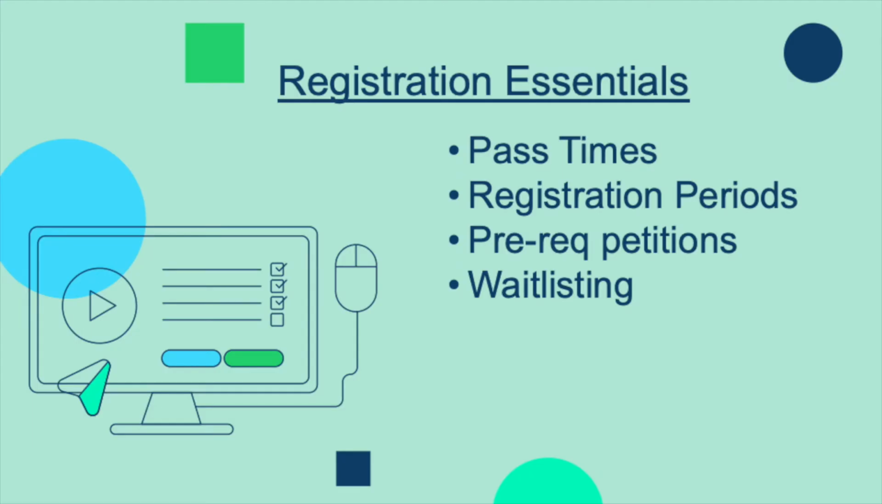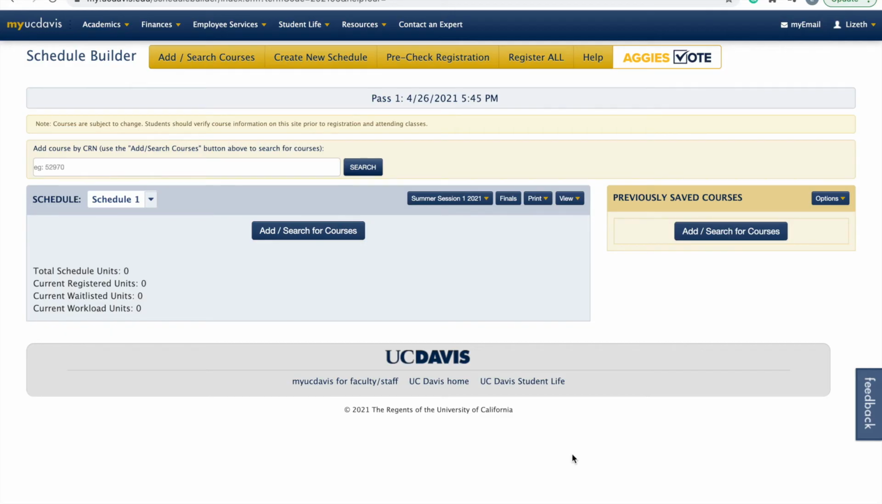So important things to take note of when you're registering for courses are these essentials, which are your pass times, the different registration periods, as well as prereq petitions and waitlisting. When it comes to pass times, it's going to look a little bit something like this. You're going to find it on Schedule Builder. I'm using summer session 1 as an example because fall registration times aren't available yet.